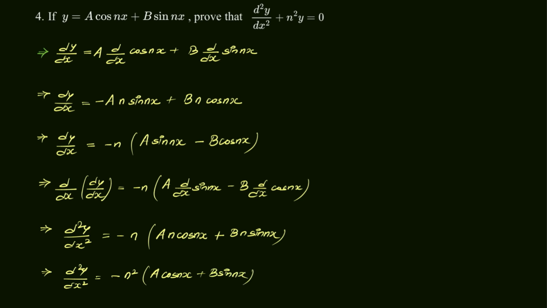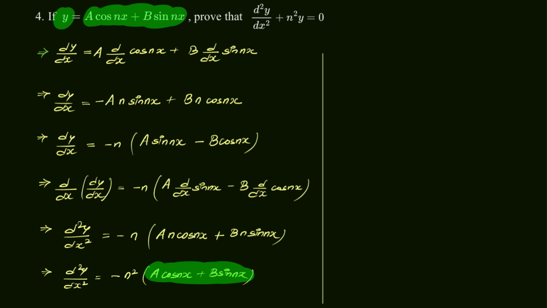And if I look at the question, I notice that a cos nx plus b sin nx can be written as y, so that value is coming here. So instead of this I will simply write y, then d2y by dx2 will be equal to minus n square into y. Now let us bring everything to the left hand side, then it will be plus n square y equals 0, and hence this was the equation which the question was asking us to prove.